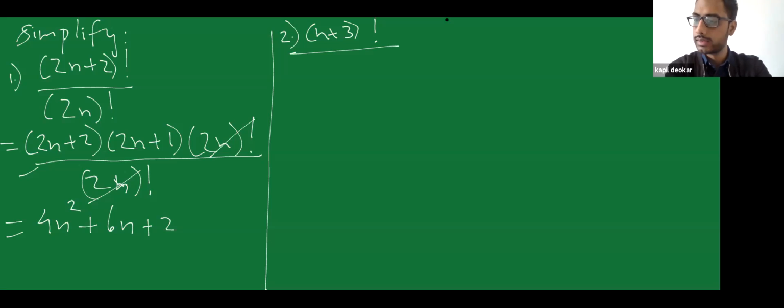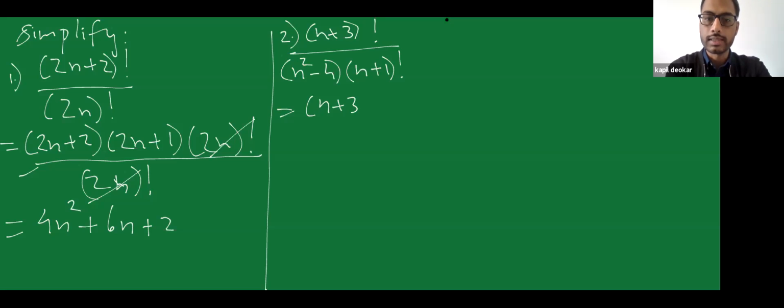N plus 3 factorial divided by n square minus 4 into n plus 1 factorial. So which one is big, n plus 3 or n plus 1? N plus 3 is big, so we'll reduce n plus 3. So n plus 3 factorial can be written as n plus 3, then minus 1. So n plus 3 minus 1 is n plus 2, then again minus 1 from that. N plus 2 minus 1 means n plus 1. So keep on reducing by 1.